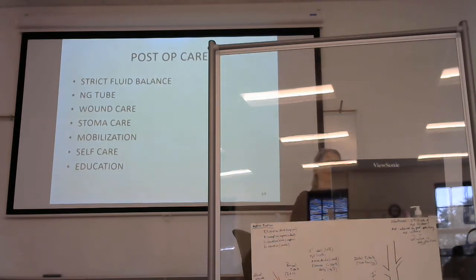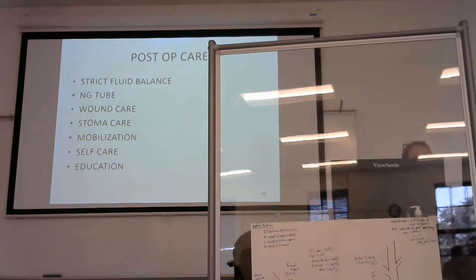Mobilization, we want them up and moving, get everything going. And they're going to have to learn how to take care of everything. Education, so with the Coke pouch, they're learning how to cap it intermittently. And with the stoma, they're learning how to use an appliance. And both of them need to look at skin care, how their urine output is, and how they manage their fluid intake related to the urine output. Okay?